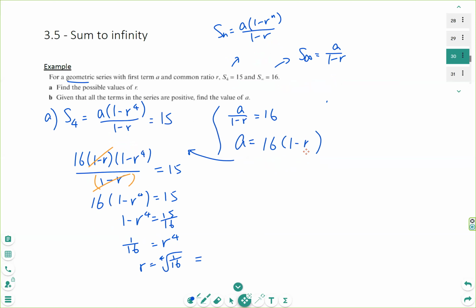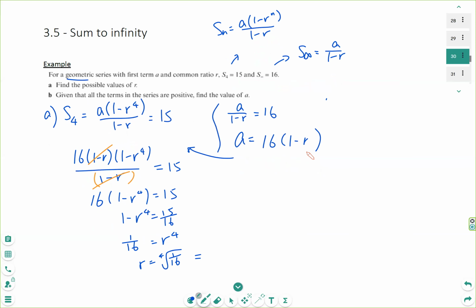Now read the question. Find the possible values. So you get plus and minus. Whenever you do even power roots, square root, 4th root, 6th root, 8th root, then you must have plus and minus.